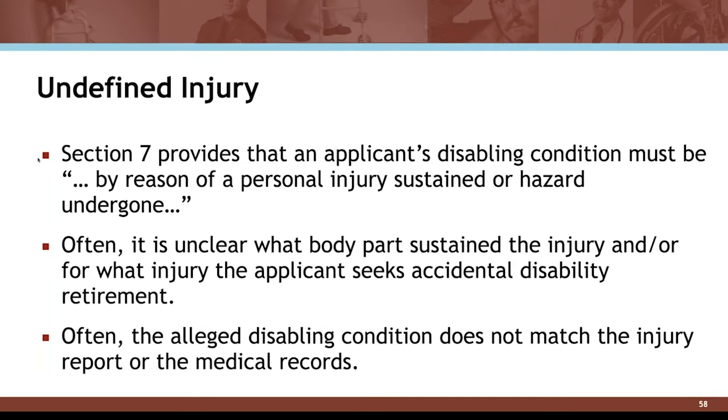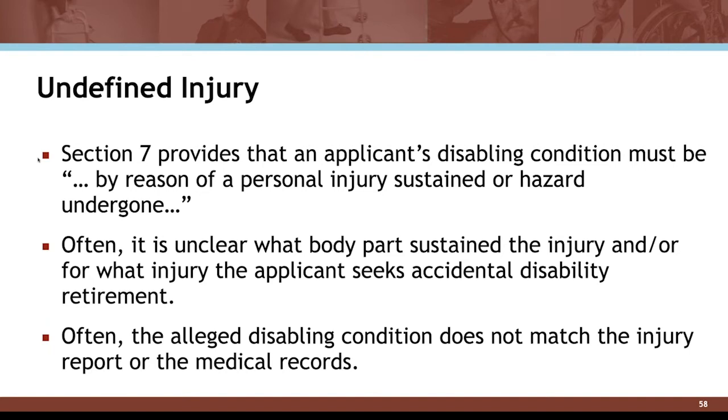Section 7 provides that an applicant's disabling condition must be by reason of a personal injury sustained or hazard undergone. I know that this may sound basic, but sometimes we get applications to us and we're not sure how the person is injured or what body part is injured. And we need more information to try to clear it up. Again, this is why findings of fact are so important. It would save that step if the board could make findings of fact as to what exactly the injury is. That would be very helpful to us.